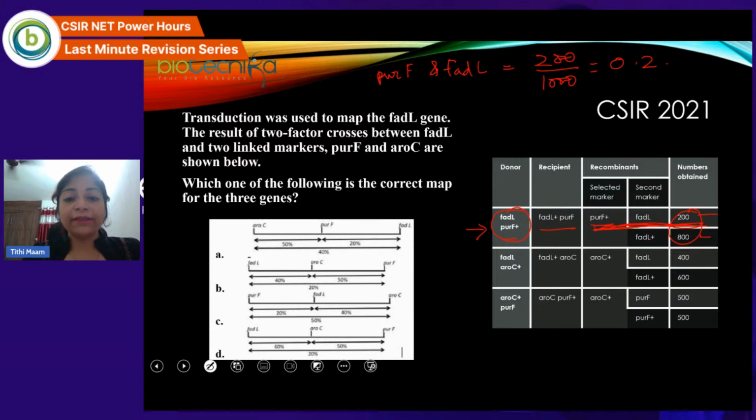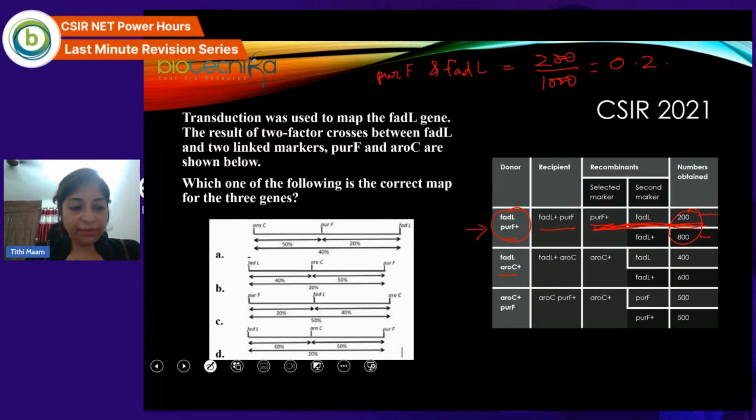Now the next one, again the donor is this. This time, can you tell me which class, 400 or 600, will be the co-transductant? Quickly. Guys, there are so many people in the class. I want at least a response from half of the people.